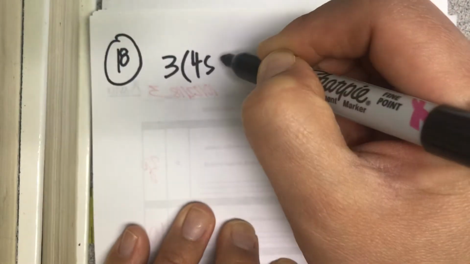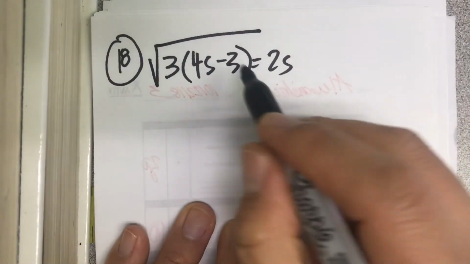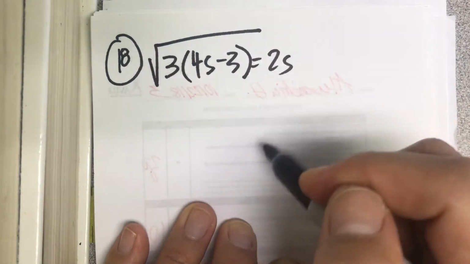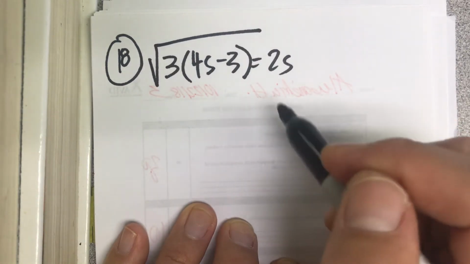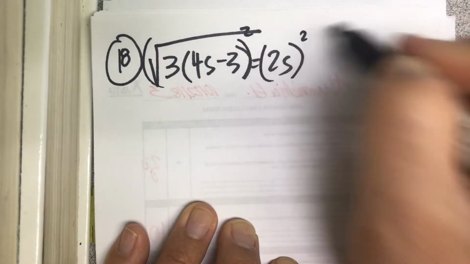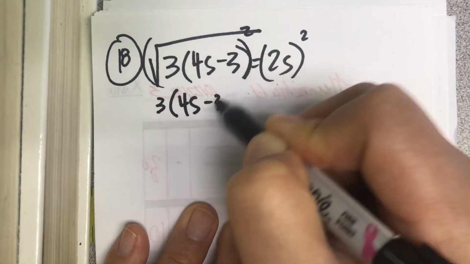Number 18. 3 times 4s minus 3 equals 2s, under a square root. Okay, so I always ask, what is ugly about this question? And of course it's going to be this ugly eyebrow looking up here, so we're going to give it a makeover. I'm going to square this side, but what I've got to do to this side too. That's just going to make it regular 3 times 4s minus 3 on this side.